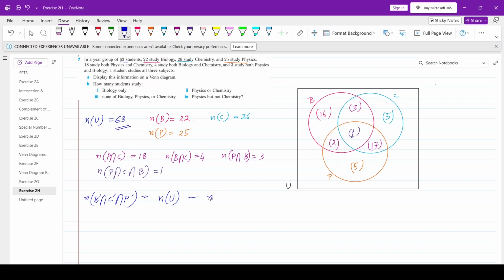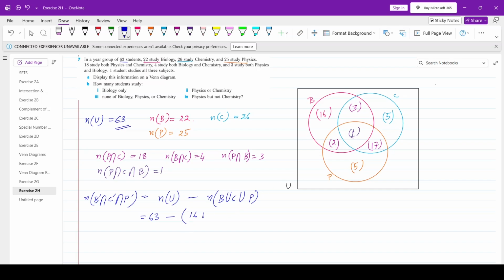That is going to be the number of students in biology union chemistry union physics. So this will be the number of elements, or the number of students in the group, that is 63, minus the number of students in all the three sections, in all the three subjects.